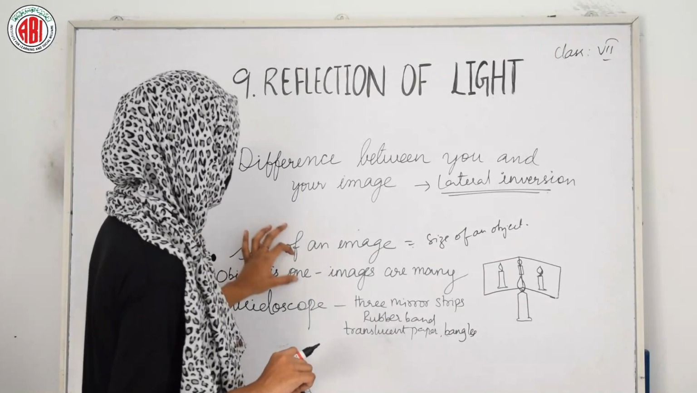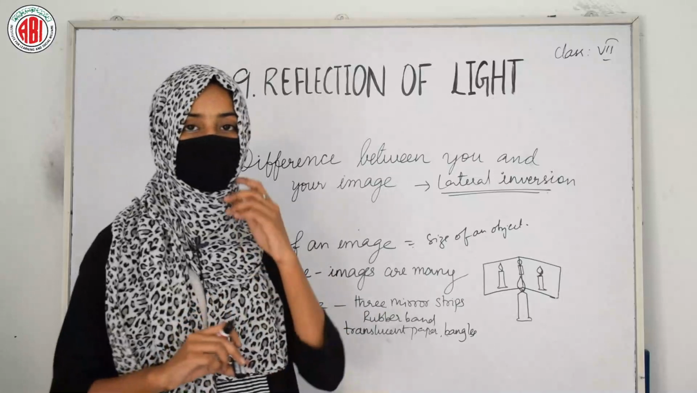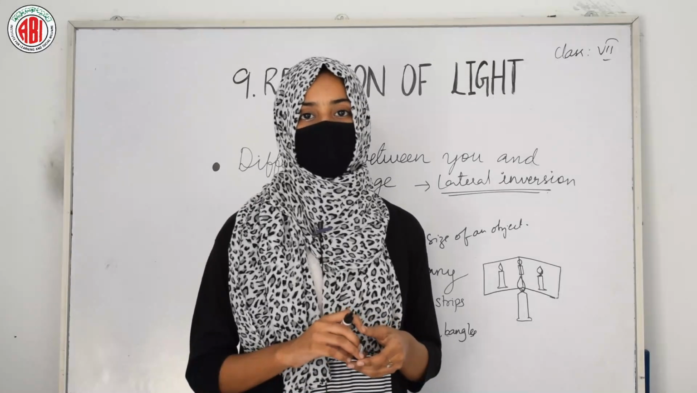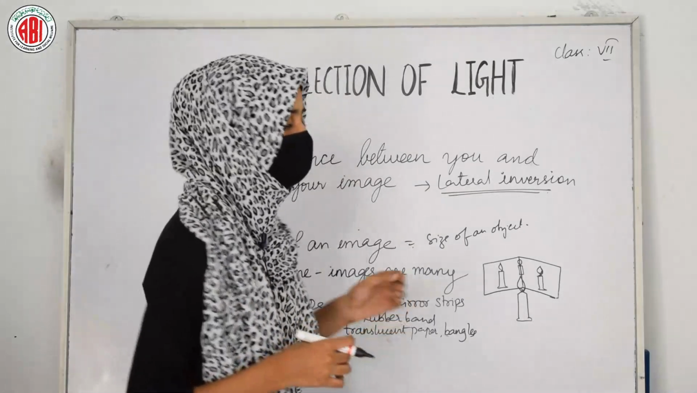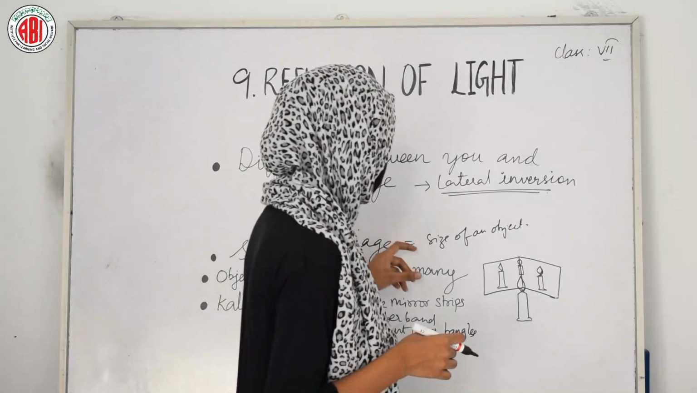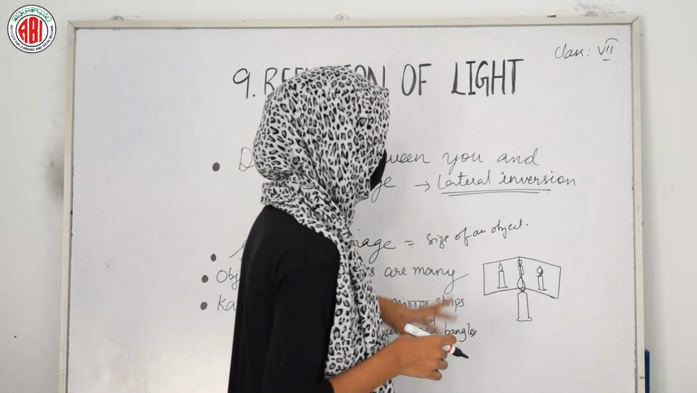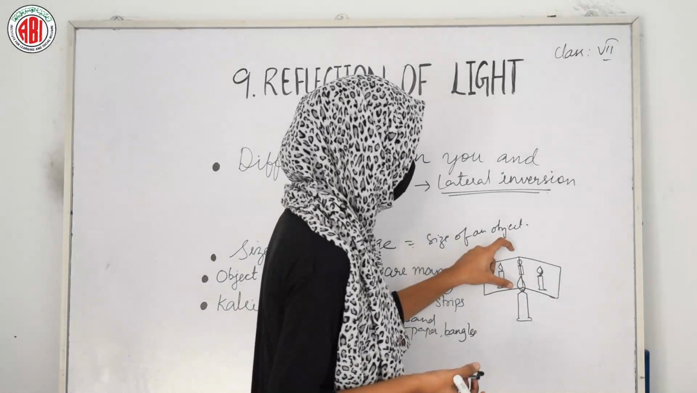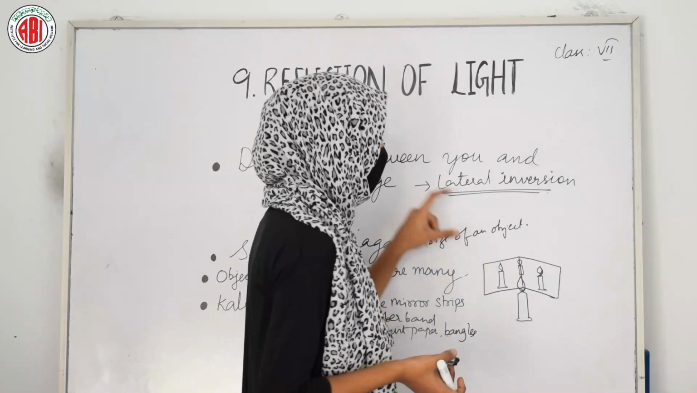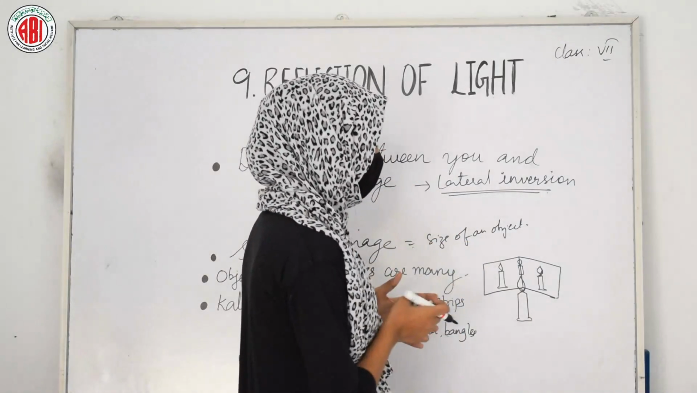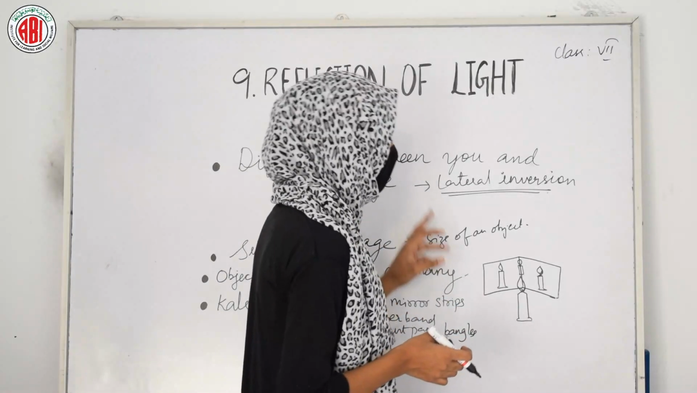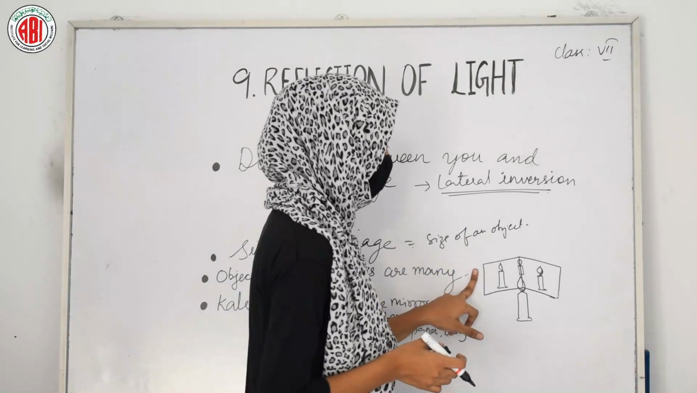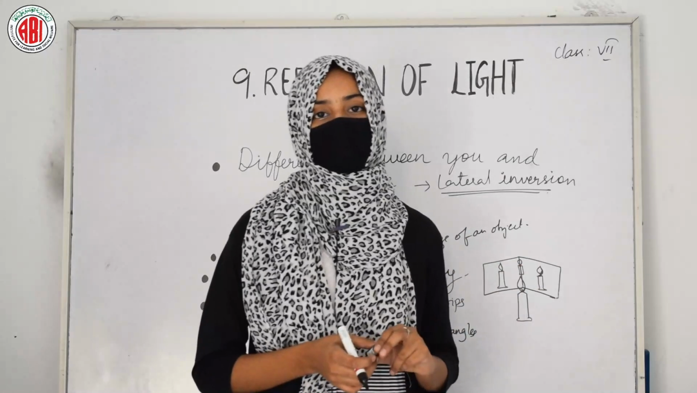The next one is: object is one, images are many. We know that a plane mirror forms a single image, but if we use more than one plane mirror, then we can see multiple images. So let us see how we can see multiple images by using two plane mirrors. First, we need to take two plane mirrors of the same size and join them with the help of sellotape. After joining them, place them at a certain angle and keep the object in front of the mirrors. When you keep the object in front of the mirrors, you can see the multiple images that are formed.